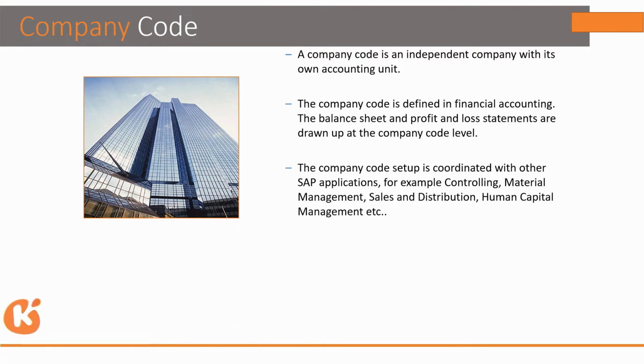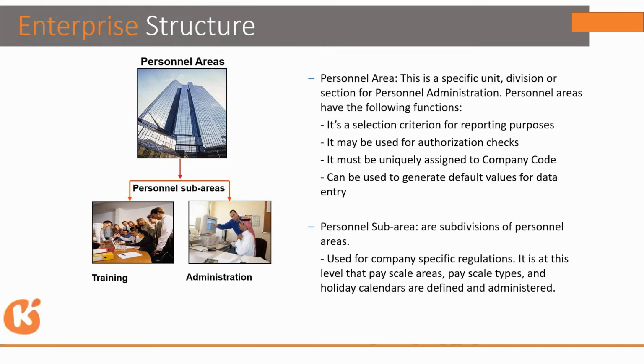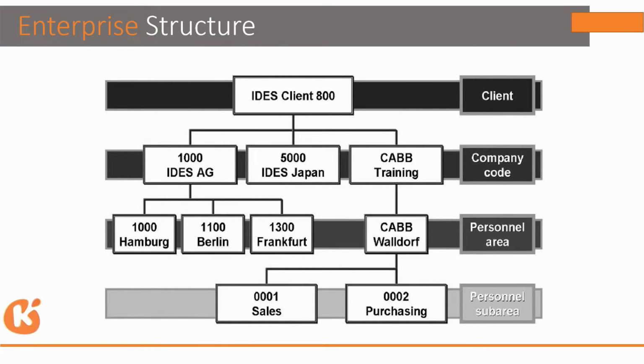So this is a company code again. It is coming here. This is another example here. So you can see this company code. It is where you can see the profit and loss and balance sheet accounting. Then this is a person area. So we have also discussed the person area, like this is the trading and the administration which is coming here. This is another example of the enterprise structure.